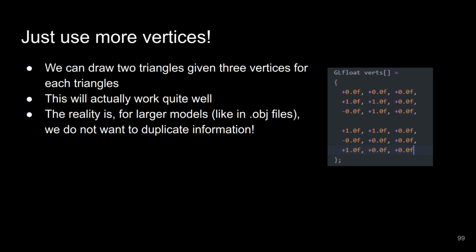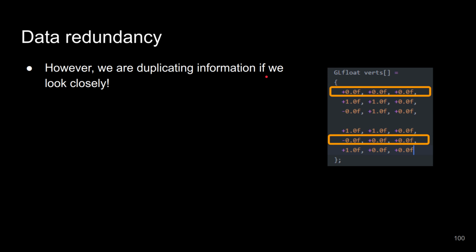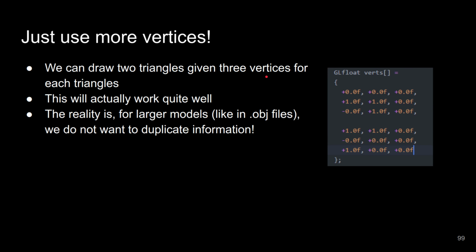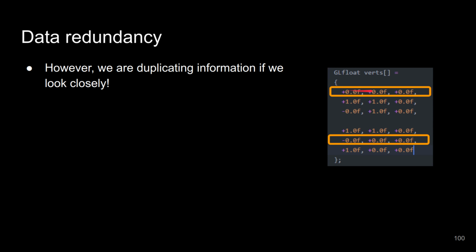Okay, so if I want to draw two triangles, I just use more vertices, right? I'm going to specify 3 for the first triangle, 3 for the other one. But my goal is to draw a rectangle which only has 4 vertices. So I should be able to reuse some of them, okay? If I look through this data, there's redundant data here. I have 0 twice, okay? So that's wasteful. And as we generate bigger and bigger 3D object files, this could become more and more wasteful because we'll really be duplicating lots of information.